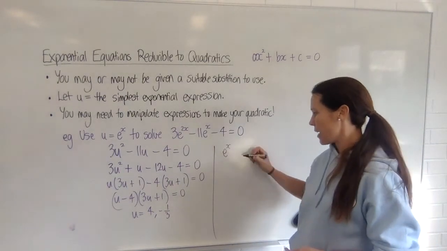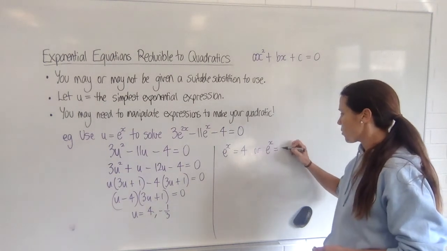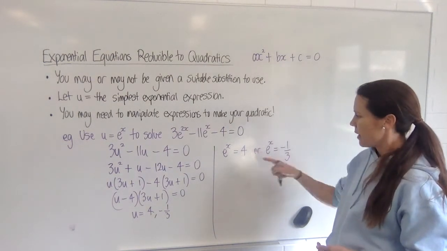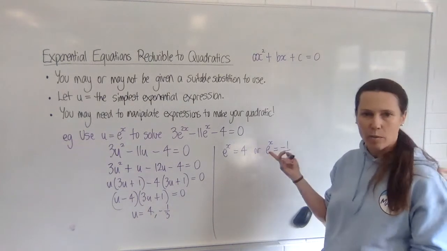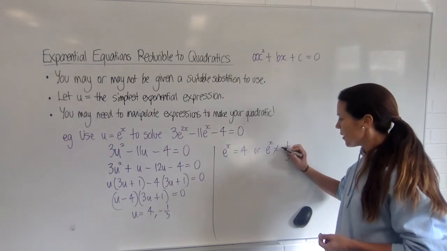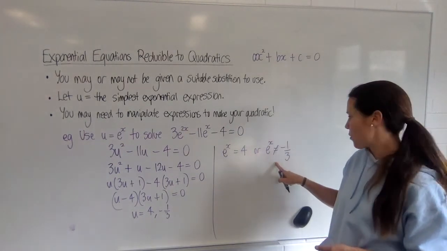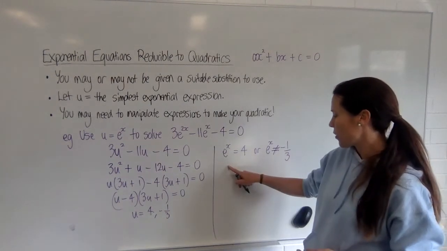This means that e to the x is equal to 4, or e to the x is equal to minus 1/3. Now, this one here I can tell straight away isn't going to work. E to the power of x is always positive. It can't be negative. So I'm just going to put a not equal there, and that shows that I've thought about it and I've decided that that's not one of my solutions.